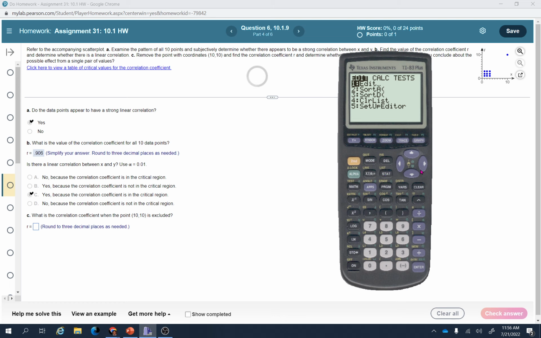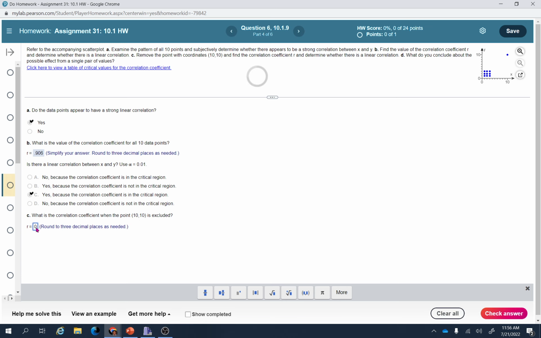So go to STAT, go to TESTS, and go down to LinRegTTest. That is what we want for finding the correlation coefficient. Hit enter, and using the lists L1 and L2, same thing, but this time we're excluding 10,10. If you go down and hit calculate, it's going to give you all that information one more time, and as you can see, the correlation coefficient r is 0. So the answer is 0.